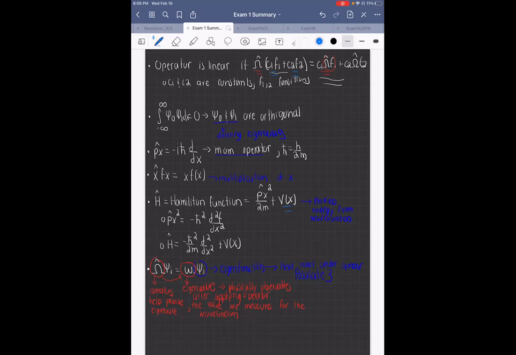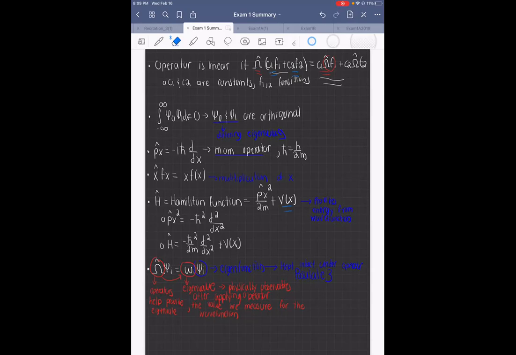And the momentum operator squared is just basically the momentum operator applied again, so two times. So the second derivative, I'll just remove the f here, the second derivative and multiplied by h bar. Okay.